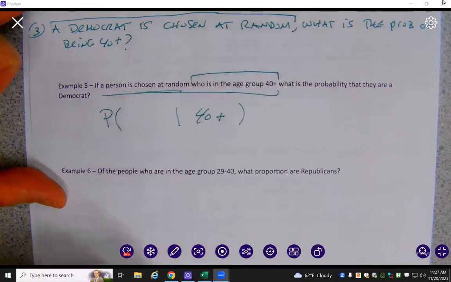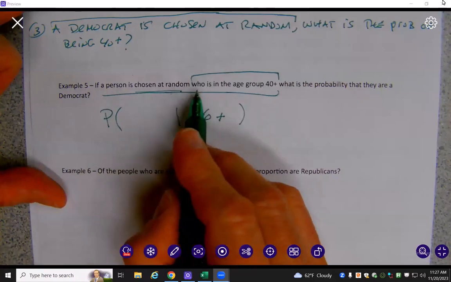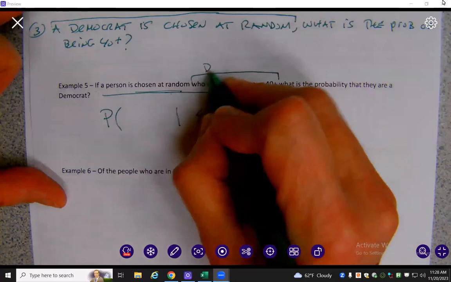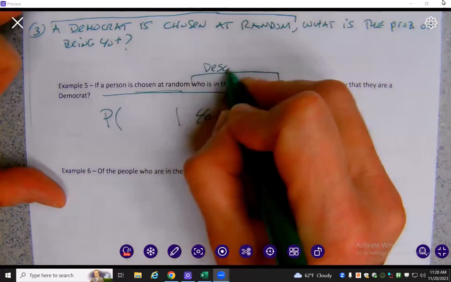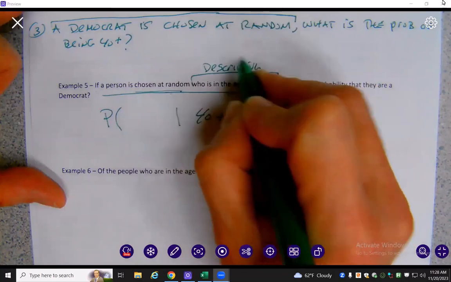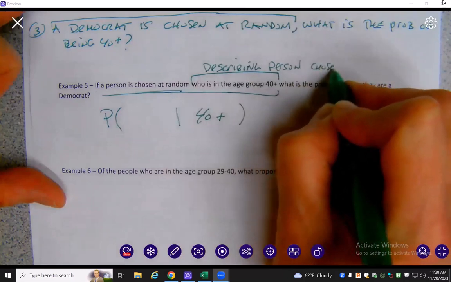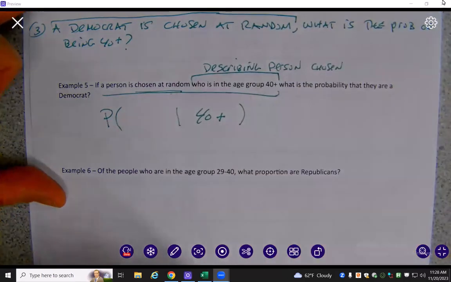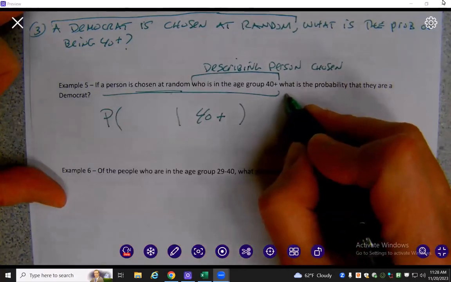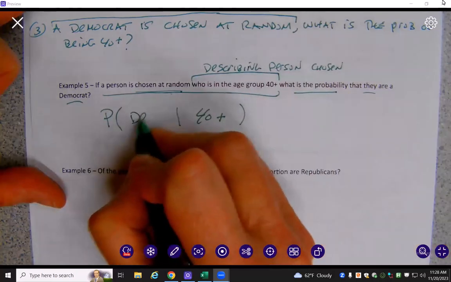40 plus. Because I'm describing, if a person is chosen at random, what about this person who is in the age of 40 plus? So this is describing a person chosen. But it's known that they're chosen. We know that this person is 40 plus. The question is, now that we fully described this person, what is the probability that they are Democrat? So now this is what we're after.